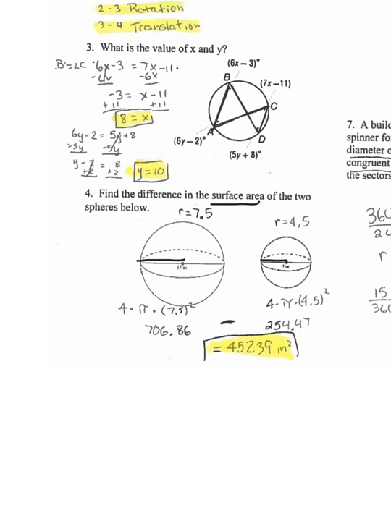And they ask for difference, so 4 pi times 7.5 squared is 706.86. 4 pi times 4.5 squared is 254.47, and then you subtract them. 452.39.